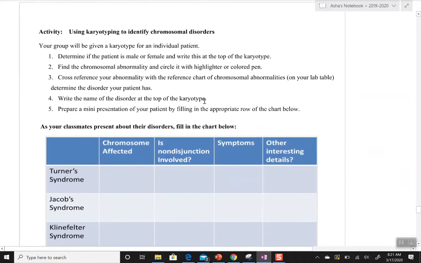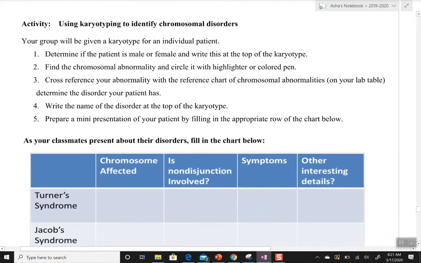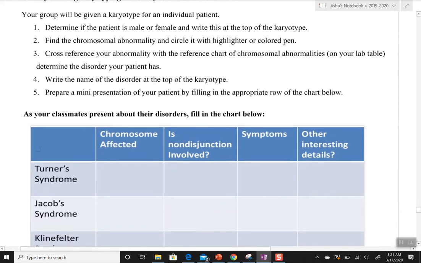Okay, so now this is supposed to be a group activity, but again, due to circumstances, we're going to have to do this together. So activity: using karyotyping to identify chromosomal disorders. You will be given a karyotype for an individual patient. Determine if the patient is male or female and write this at the top of the karyotype. Find the chromosomal abnormality and circle it with a highlighter or a colored pen. Cross-reference your abnormality with the reference chart of chromosomal abnormalities on your lab table, and then write the name of the disorder at the top of the karyotype. Prepare a mini presentation.